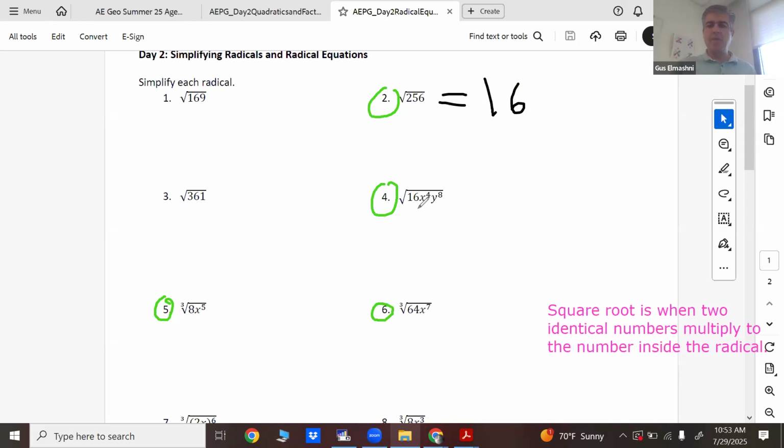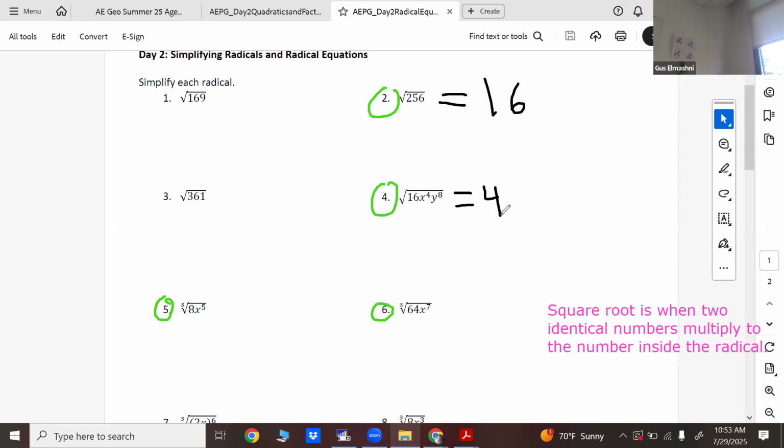Now for here, it's a little funny because we have variables. So definitely gonna say 4 for sure, because 4 times 4 is 16, it's obvious. The variables are a little funny, but it's gotta be identical still. What two identical variables would multiply to x^4? What do you guys think?